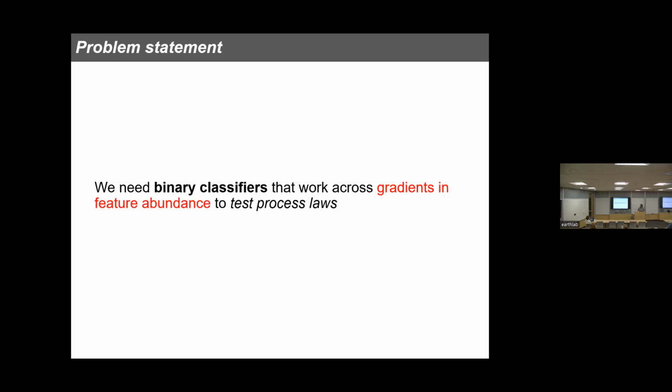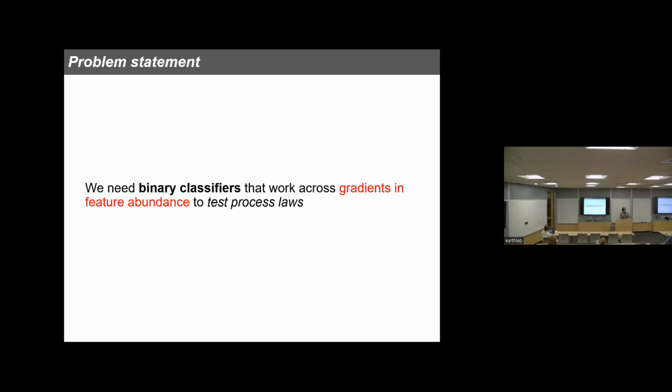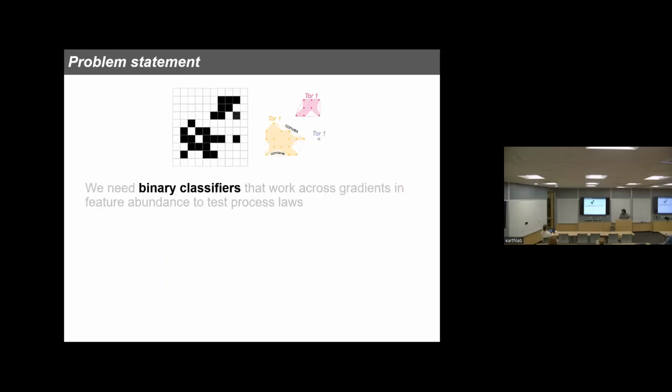And I am going to make another claim here, which is that we need classification techniques that work across gradients and feature abundance, which is a little bit of a challenge when we use some of the conventional metrics for quantifying accuracy. And again, for my particular purpose, it's because I want to test process laws, geomorphic process laws that make predictions about the relative abundance of different features. So what do I mean by all this? I might start with something that I'm looking at. I'm going to talk a lot about bedrock outcrops today.